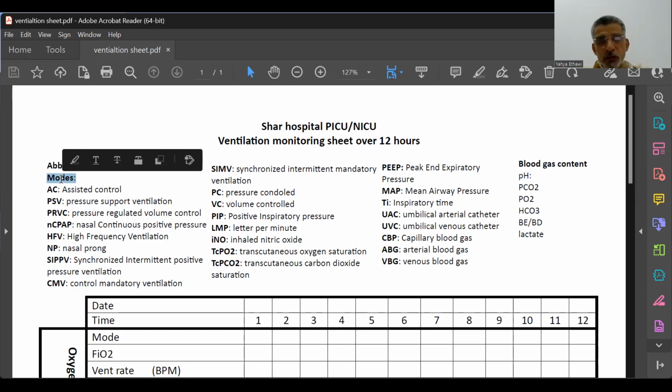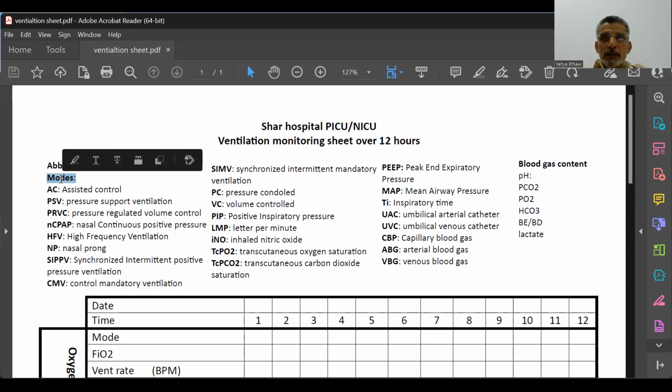And then we have three types of breath. We have assisted, that is started by the baby and completed by the machine. And we have mandatory, that is only controlled by the machine. And we have spontaneous, that is never assisted by the machine. So we have three types of breath. We have phase variables, we have dependent variables, we have independent variables.